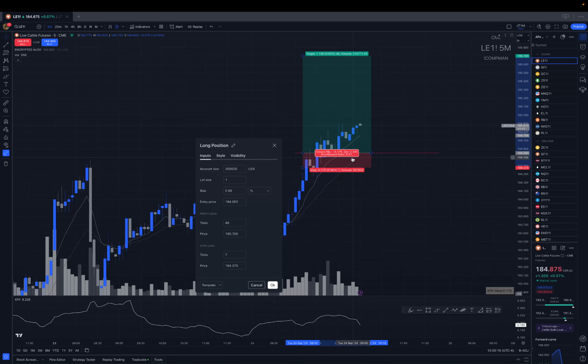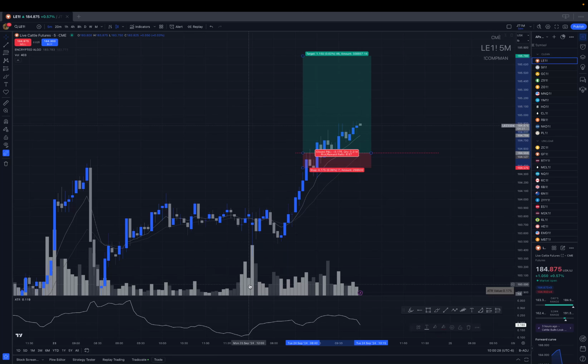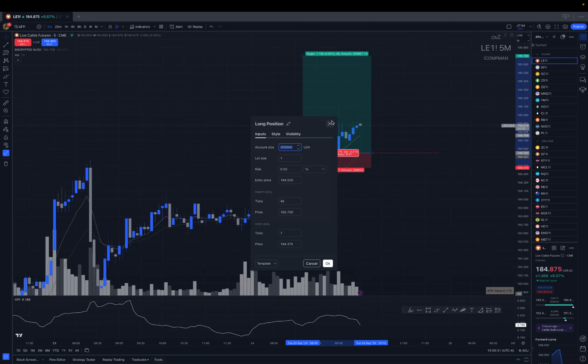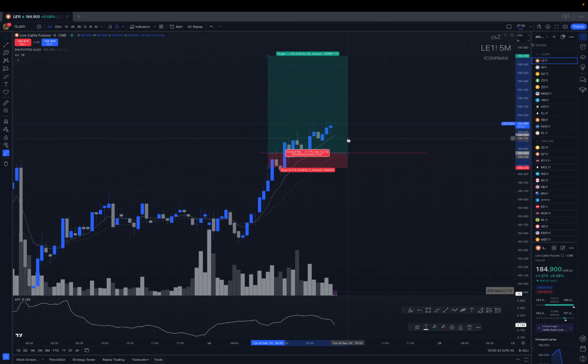Where can I go see my size? I don't know, lot size 100,000. I know that's 4x. 5. I don't know how to calculate this. I just do it with my broker. But I was opening up 15 lots, or 15 contracts.